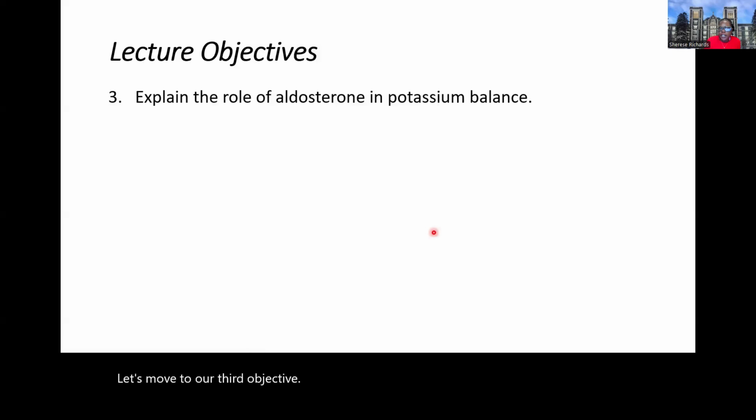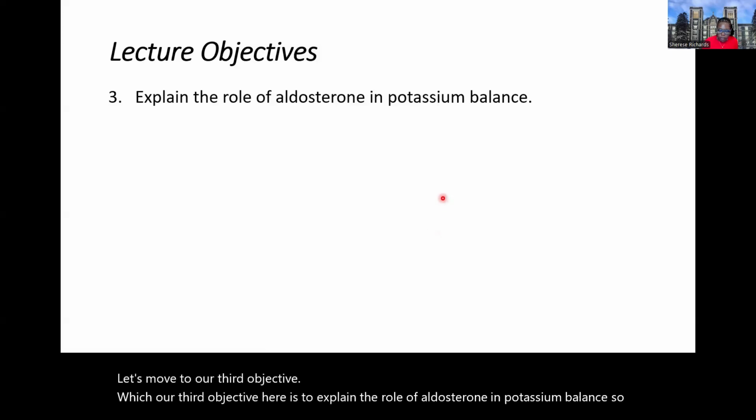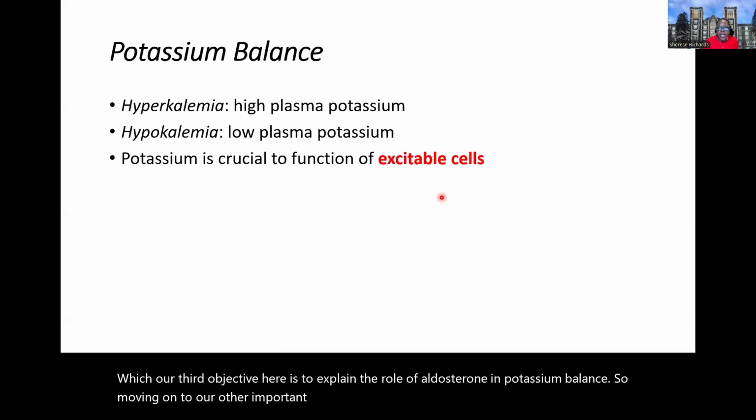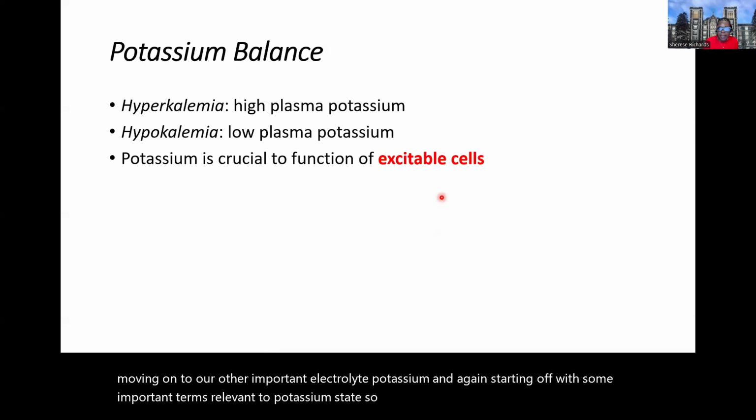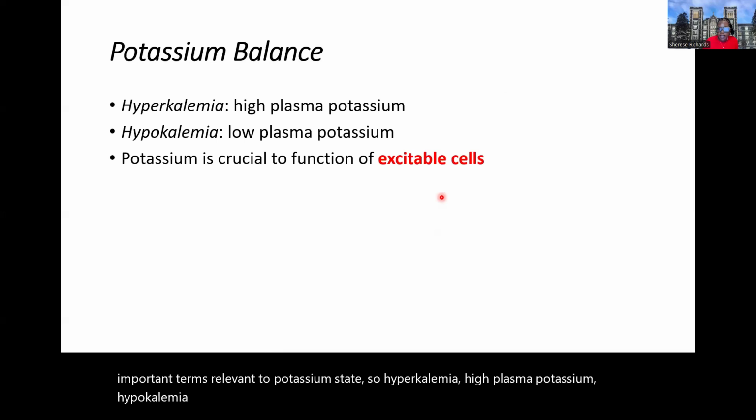Our third objective here is to explain the role of aldosterone in potassium balance. So, moving on to our other important electrolyte, potassium. And again, starting off with some important terms relevant to potassium state. So hyperkalemia, high plasma potassium, hypokalemia, low plasma potassium.